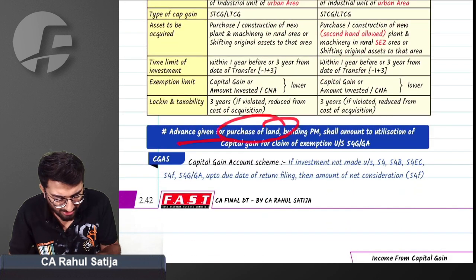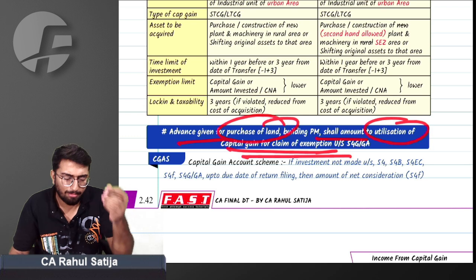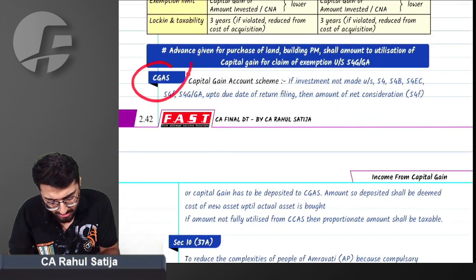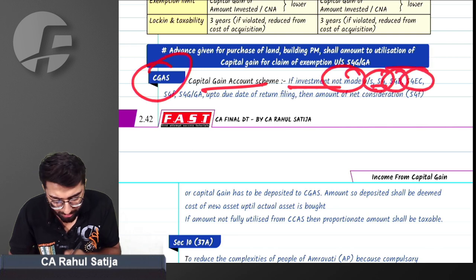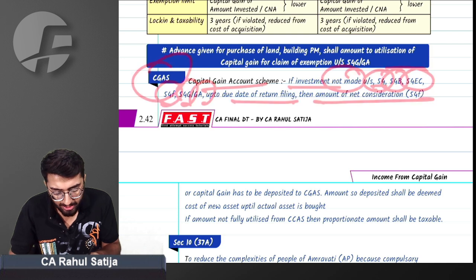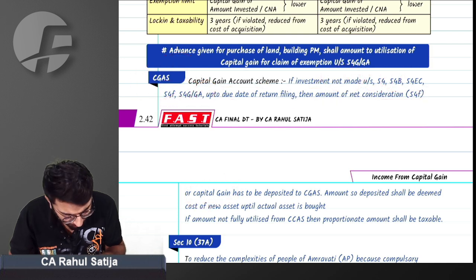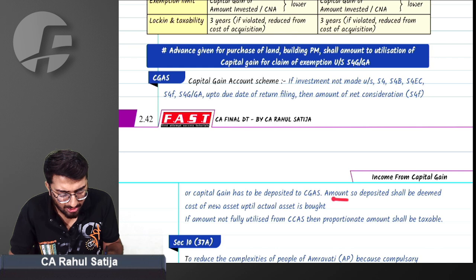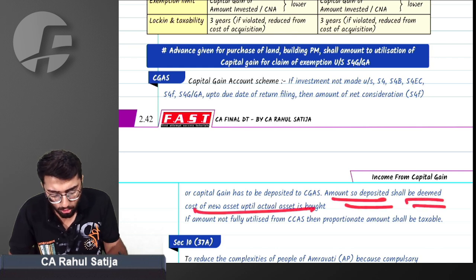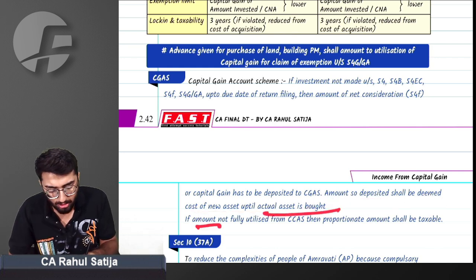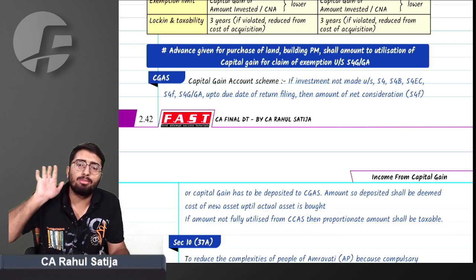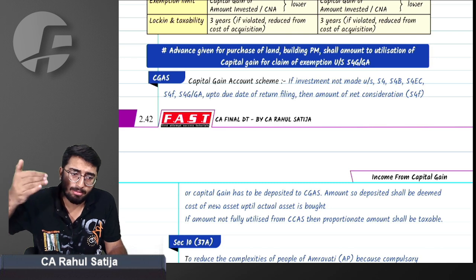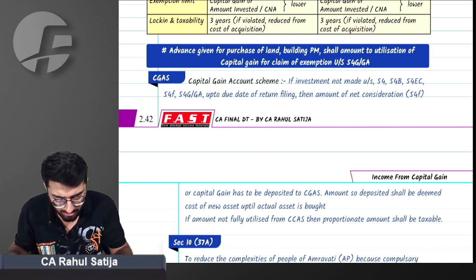Sir, advance given for land and building, plant and machinery for the utilization of the capital gain will still be allowed. CGS, capital gain accounting scheme: if any investment is not made under section 54, 54B, 54EC, 54F, 54GA by the due date of return filing, the net consideration under section 54F has to be deposited in CGS, and the amount so deposited shall be deemed to be the new asset until the new asset is bought. If the amount is not fully utilized, then the proportionate amount shall be taxable. Sir, if you are not able to utilize the CGS balance properly, then the balance amount will be taxable in your hands.